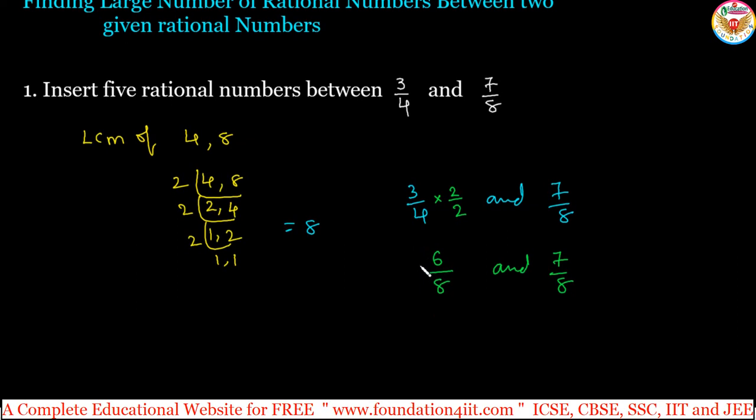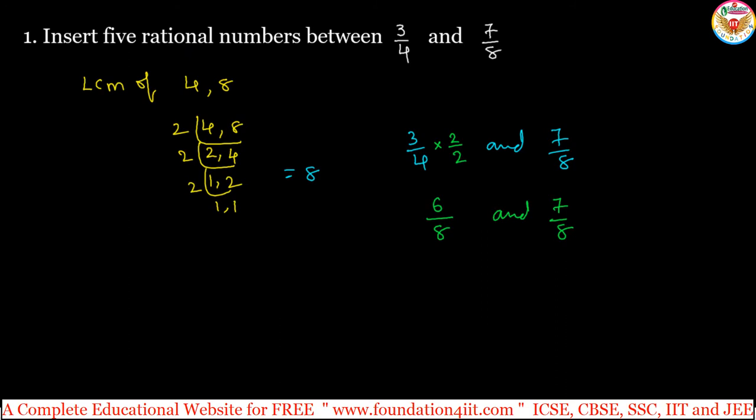Now to insert 5 rational numbers between 6 by 8 and 7 by 8. Since we want to insert exactly 5 rational numbers, we add 5 plus 1, so we multiply and divide both numerator and denominator by 6. Between 6 by 8 and 7 by 8 you can't say directly, so we increase the denominator, multiplying and dividing by 6.